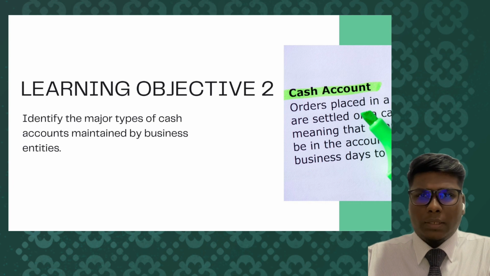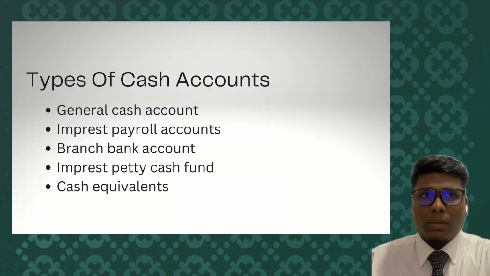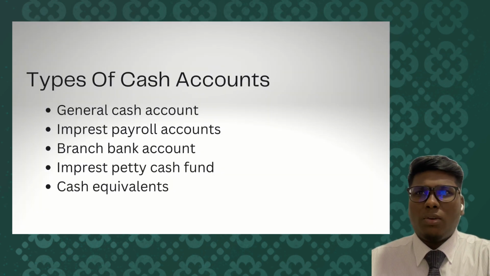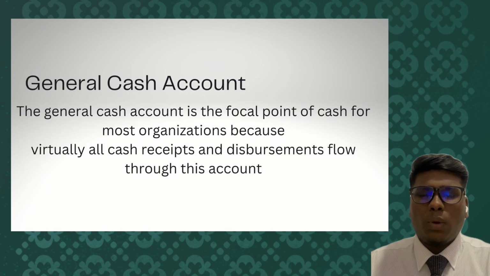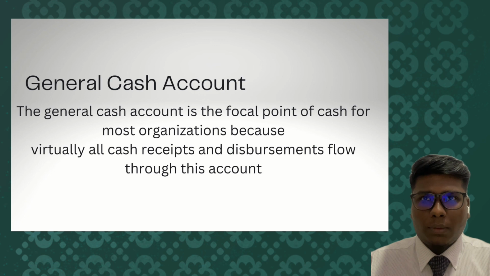As we know, Learning Objective 2 is to identify the major types of cash account maintained by a business entity. Basically, there are 5 types of cash account. The first one is the general cash account, then the imprest payroll account, branch bank account, imprest petty cash fund, and cash equivalents. So what is a general cash account?